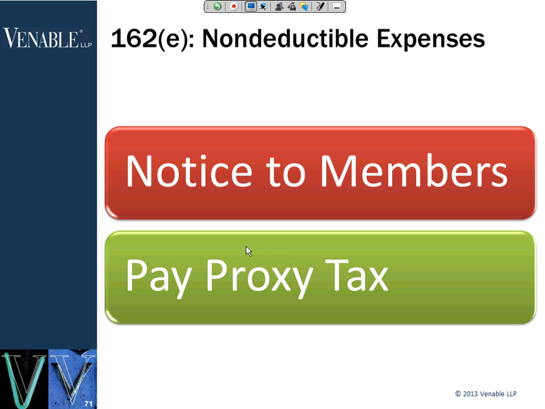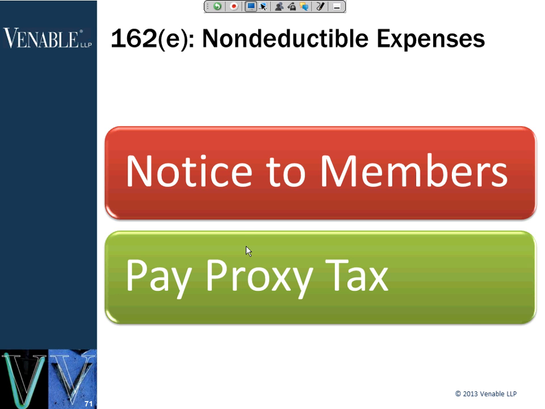So the organization, a 501(c)(4) or 501(c)(6), has the option at the beginning of the year to either provide a notice to members of non-deductibility or pay the proxy tax. If the organization pays the proxy tax, then any amounts that the organization incurs for lobbying and political activities are not considered non-deductible to the members. The members could take a deduction for those amounts. And just to clarify, we're talking about a business expense deduction. Even though we're talking about nonprofits, these are non-501(c)(3)s.